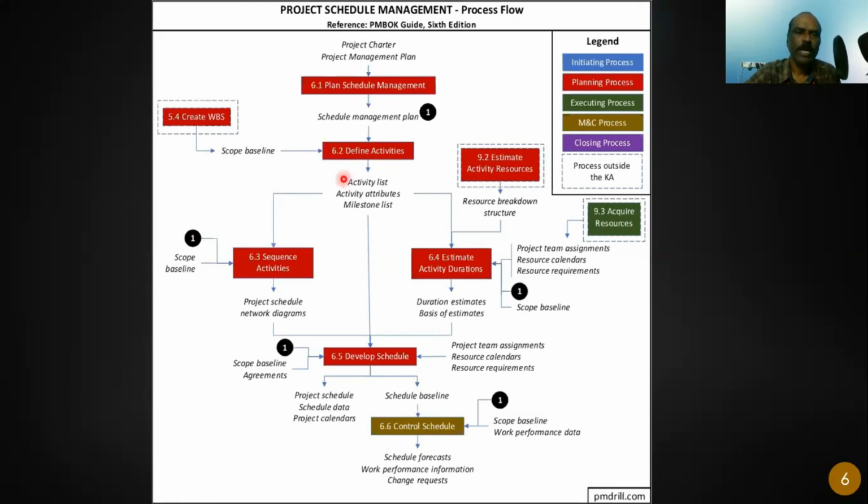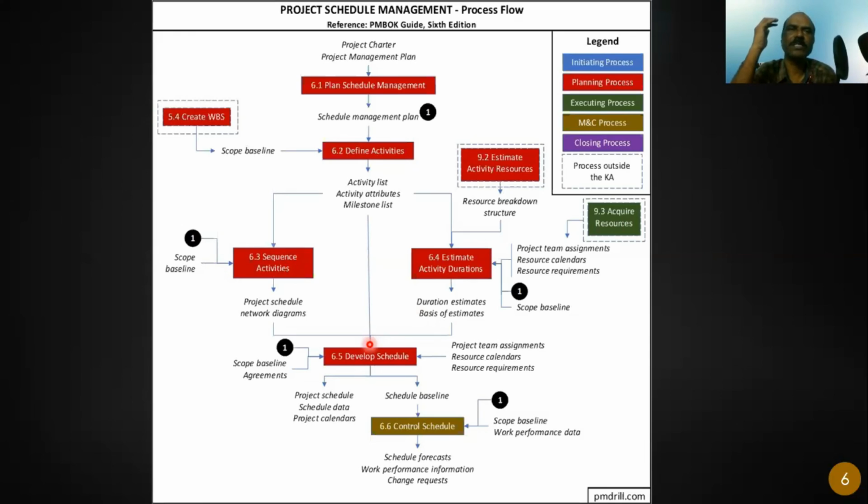And once I know the list of activities, once I have sequenced them, once I know the duration, now it is time for me to find out the total duration of the project. How long is the project going to take? What is the critical path? What is the float available, right? So I need to find out the total schedule. So that is the last process, develop schedule, where I take inputs from all the previous processes.